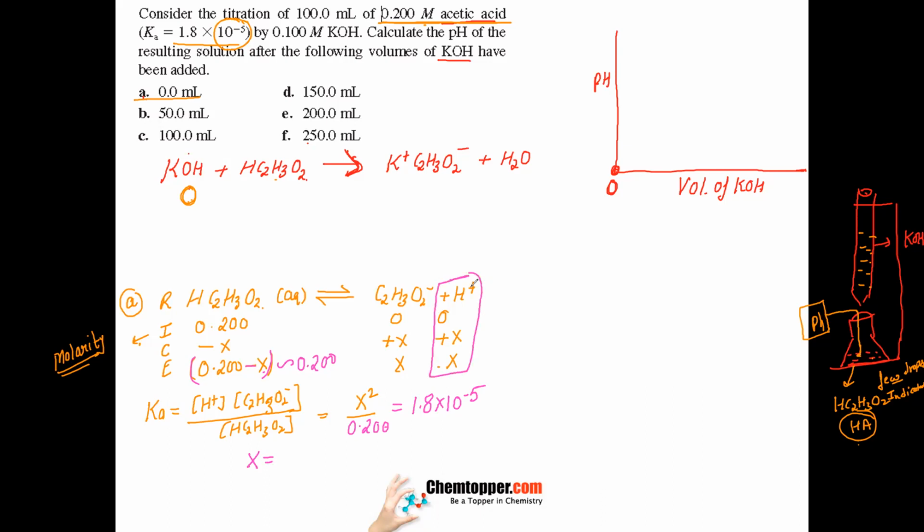See here in the RICE table, x is the equilibrium concentration of H plus. And that is the square root of 1.8 times 10 raised to the power minus 5 times 0.200. How much is this? So this is how to determine the pH of a weak acid. This topic we have already done. For weak acids and weak bases, we have to make the RICE table because they have equilibriums.